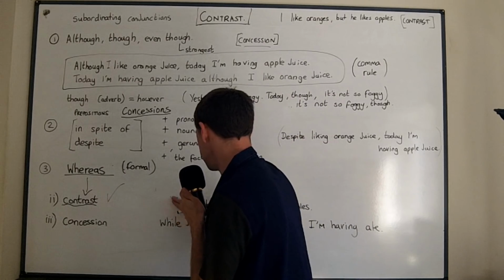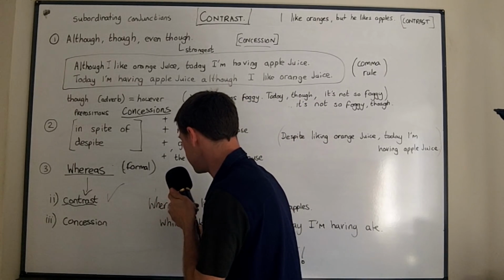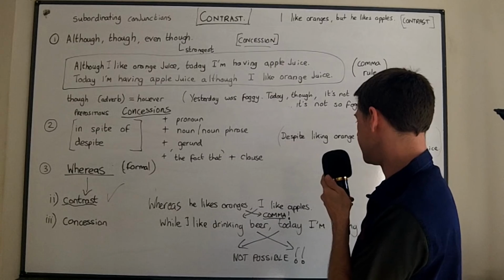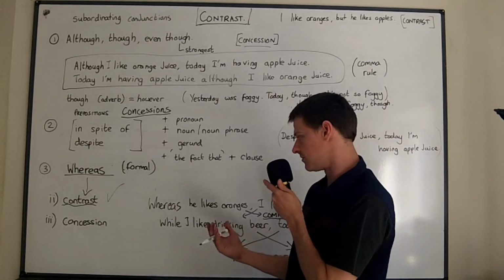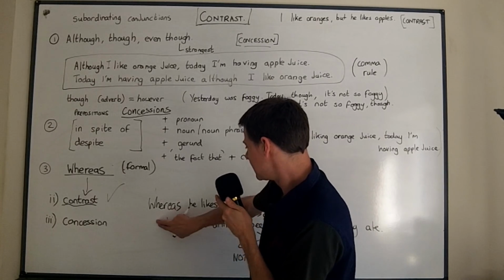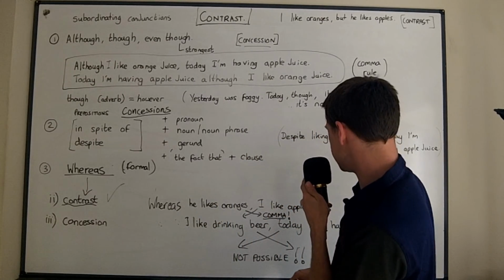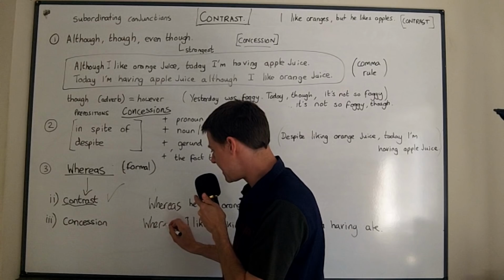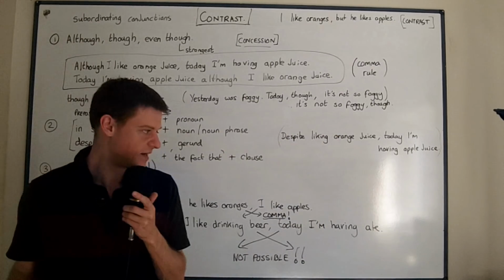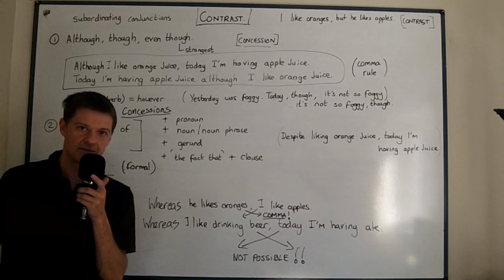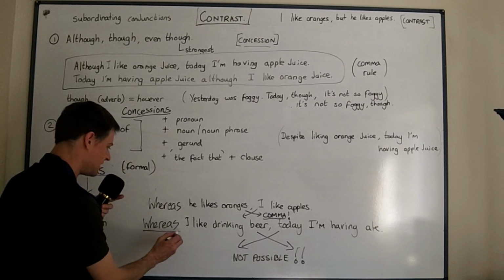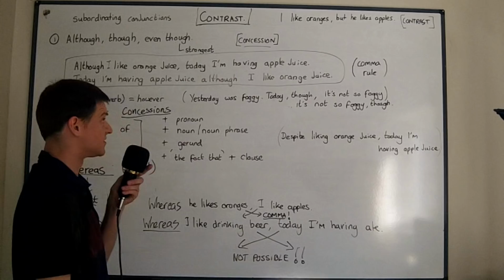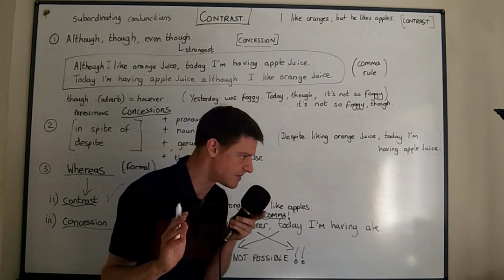So we can certainly say, whereas he likes oranges, I like apples. Or I like apples, whereas he likes oranges. Both of those are okay. But with the concession, it's not so common to say, whereas I like drinking beer, today I'm having ale. But it is possible. But again, what you cannot do is say, today I'm having ale, whereas I like drinking beer. It's not possible to do that. So if you're going to make a concession, you cannot put whereas or while in the middle of the sentence. That's a rule that's very worth remembering.